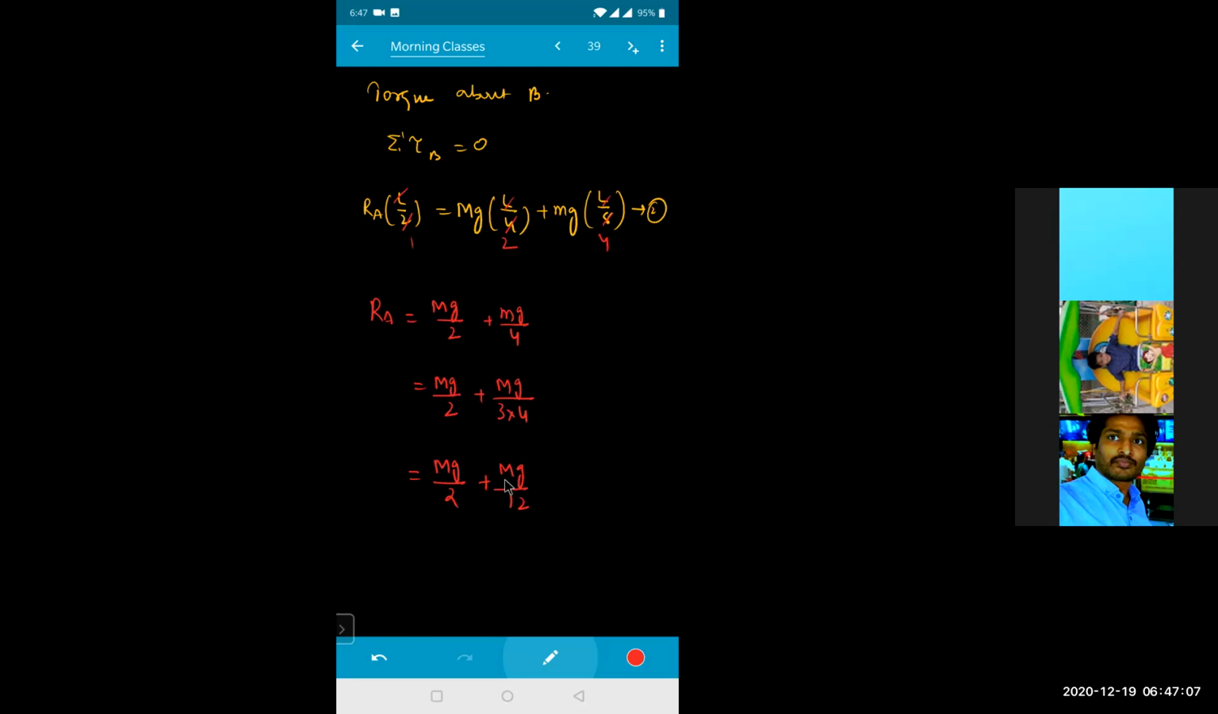So this will be equal to how much? LCM is 12. 12 minus 2 for like 4. So mg plus 6 mg, 7 mg by 12. So this will be the reaction force of your A. So this is your RA.